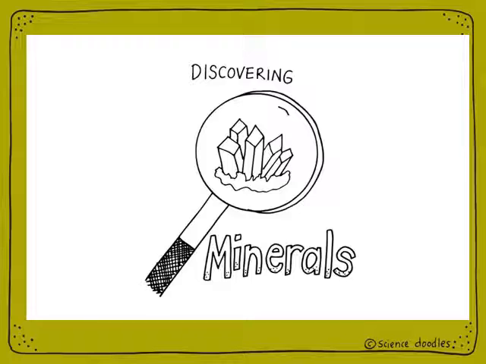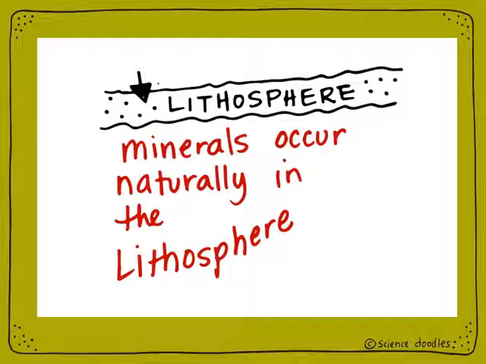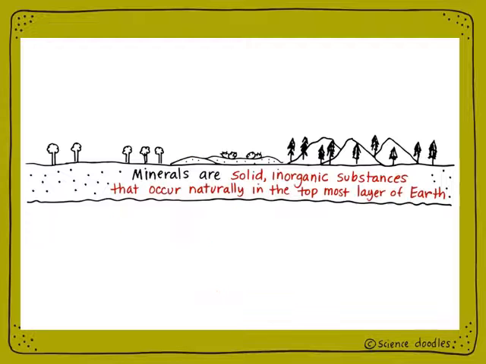Okay, so we're going to be discovering minerals. Rocks are made of minerals. The definition of a rock is basically various minerals that are together in one substance. Minerals occur naturally in the lithosphere. So when we go and mine these minerals or dig them up, that's always in the lithosphere, or the crust. Minerals are solid, inorganic substances that occur naturally in the topmost layer of the earth. So these are always solids. They're inorganic, so they're not made of living materials, and they are found on the top of the earth.